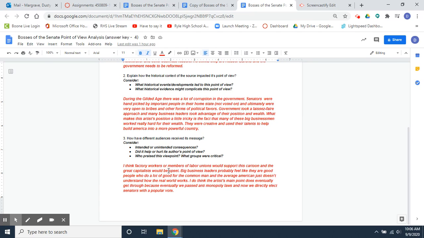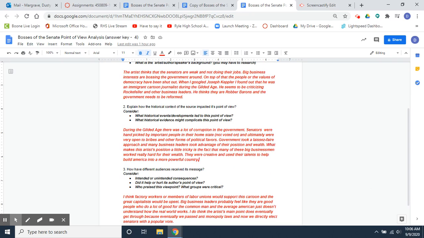As far as does it help or hurt? Eventually, we pass anti-monopoly laws, and now we directly elect senators with a popular vote. So that kind of says, hey, this probably helped accomplish what it wanted to accomplish. This answer here is exemplary. I don't necessarily expect every student to be able to do this. But if you're able to do this level of work for a point of view analysis, that is exemplary. I'm going to give you a 4.